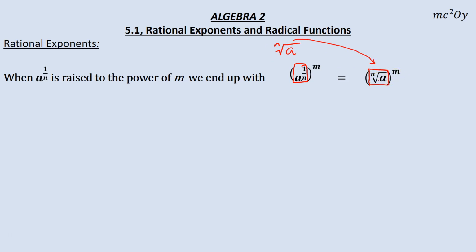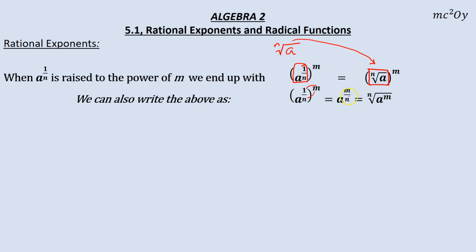Another way to think about it, and this is the way our textbook likes to think about it, is like so. We have a to the 1 over n to the m, and then we distribute that m. We use our properties of exponents there. So that gives us a to the m over n.